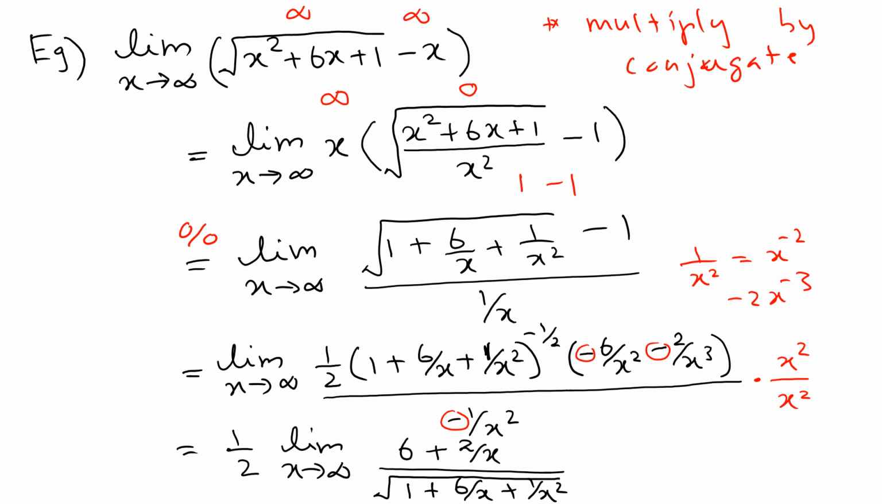Now clearly when x goes to infinity, the 6 over x goes to 0, 1 over x squared goes to 0, 2 over x goes to 0, so that means you simply get 6 over 2, which is 3. So you get 3 as the answer. That's how you do a problem like this using the Bernoulli rule type number 3.